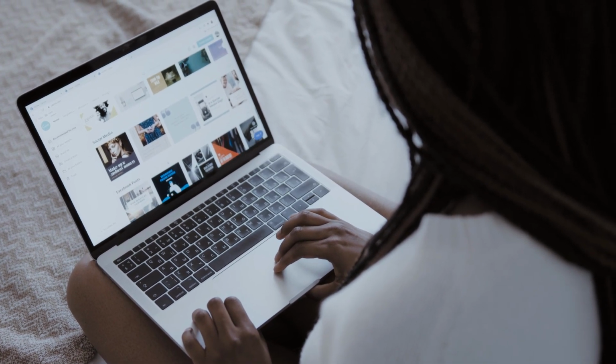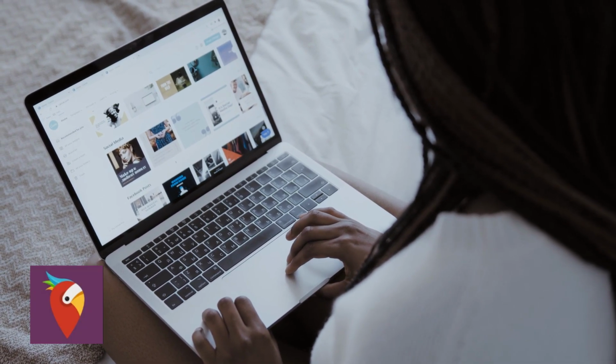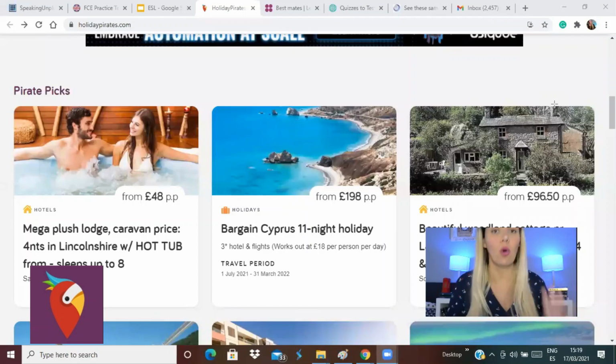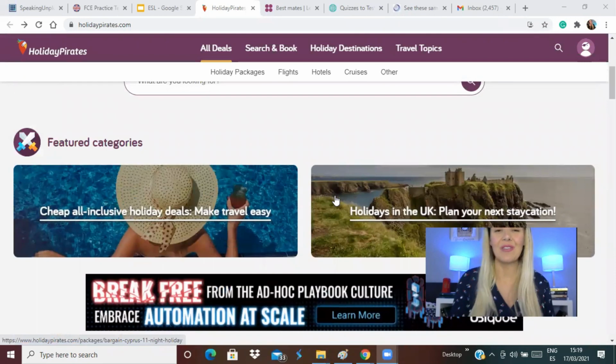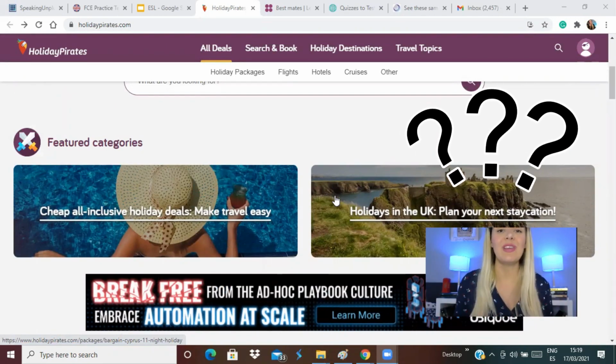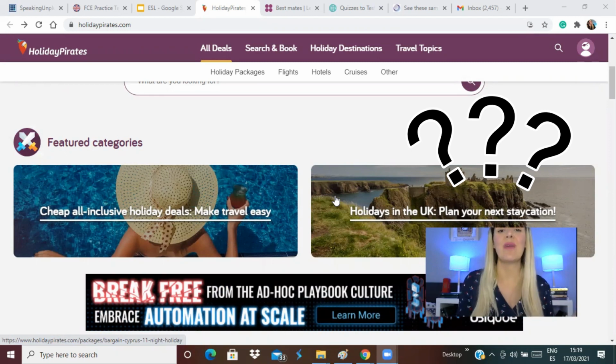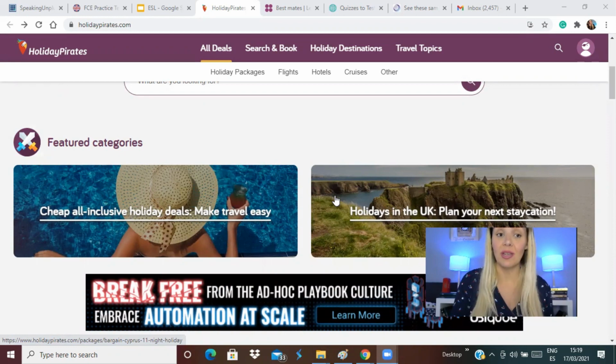So today, let's say we are going into Holiday Pirates. Okay, so it's just about holidays. And then you are going to ask your student, where would you like to go? So the next holidays, I don't know when you're going to have holidays, but what would be your dream place? Where would you like to travel to? And we are going to choose a package together.